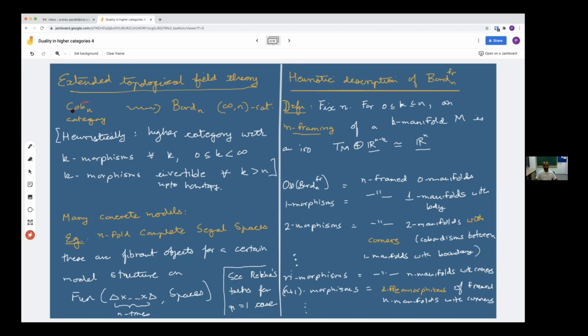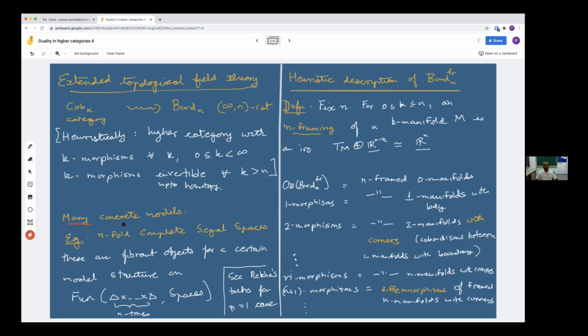So what we're going to do is replace Cob_n, which is a category, by something called Bord_n, which is an infinity-n category. And you've already seen what that is in Rekha's talks. Let me just quickly recall the heuristic idea: this is a higher category with k-morphisms for all k from 0 to infinity, with the property that k-morphisms are invertible up to homotopy for k bigger than n.